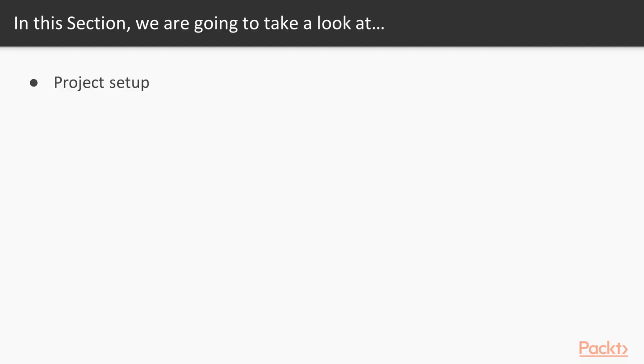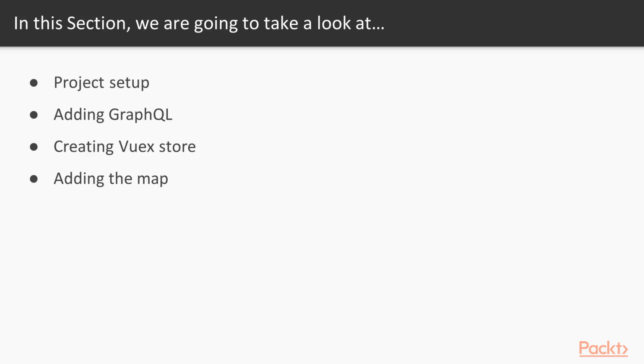Okay, so the first thing we're going to do is set up the project, again on Nuxt.js. Then we're going to modify the server to add GraphQL. We're also going to add on top of that, on the client side, a Vuex store, and then we're going to start building out the UI on top of that Vuex store, starting with the map, then adding the toolbar, and adding that flyout store info. And that's all built on top of Vuetify.